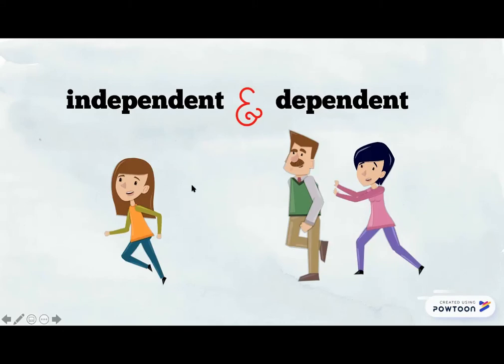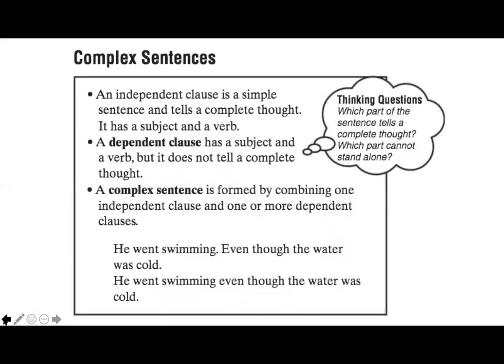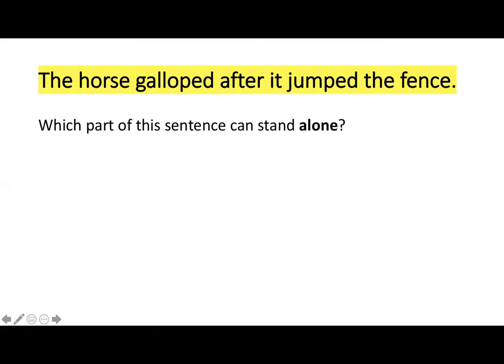So now that we understand the meaning of independent and dependent, we can apply it to this grammar rule. A complex sentence is formed by combining one standalone sentence, so one independent clause, and one dependent clause. Let's have a look here. Can you read this sentence for me? Ben, the horse? The horse galloped after it jumped the fence. Good. The horse galloped after it jumped the fence. Galloped just means ran quickly.